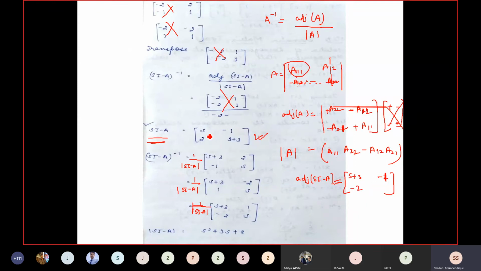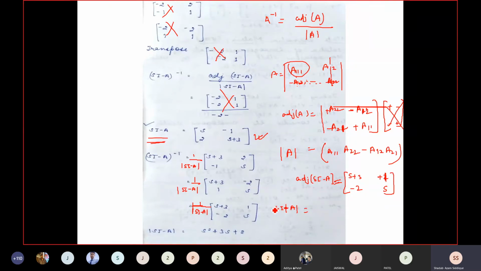Now A11 is what? A11 is s. So this is written as s. So this is the adjoint of this. Okay. Now, already we have a minus sign here, minus 1, so this will be plus. Now, what is the determinant? Determinant of A will be the determinant of sI minus A.